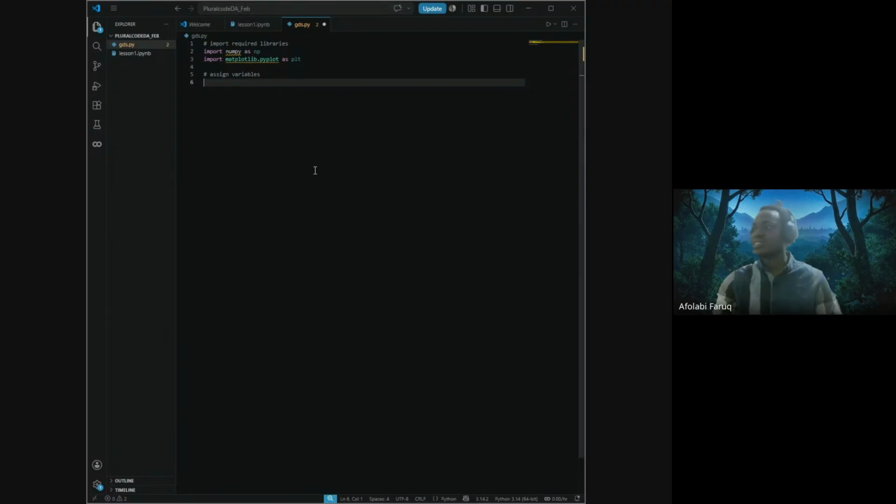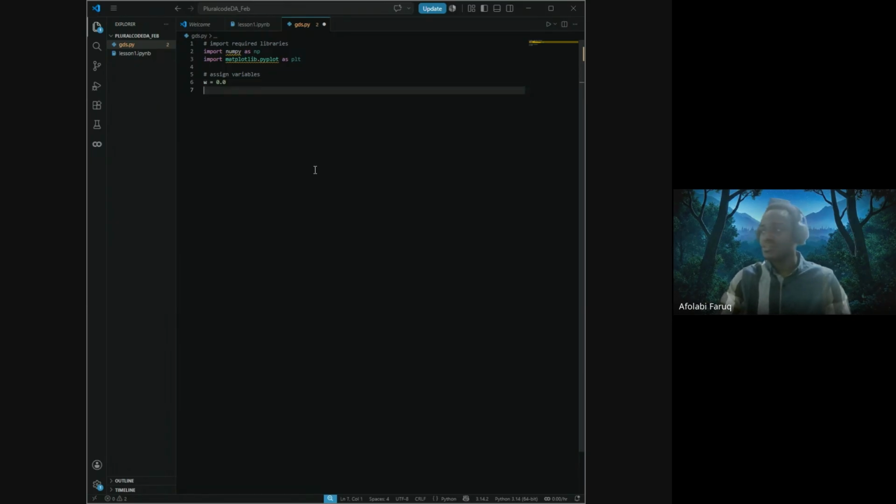Okay, so we are going to assign these variables. Initially we are going to have W to be 0.0. Don't forget that I said the weights are randomly assigned values. The next is the bias itself. So here we are also going to have 0.0.